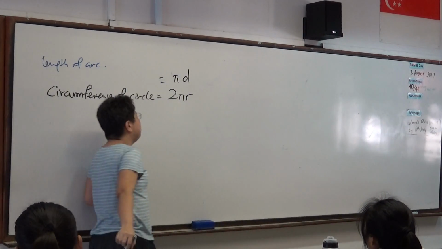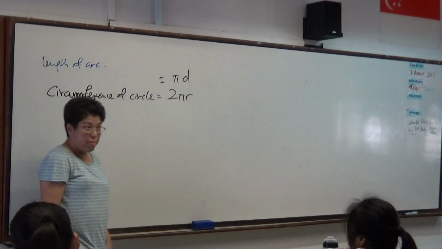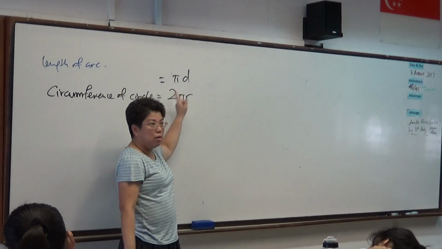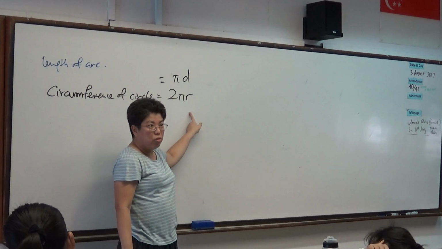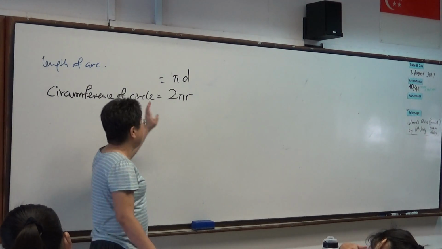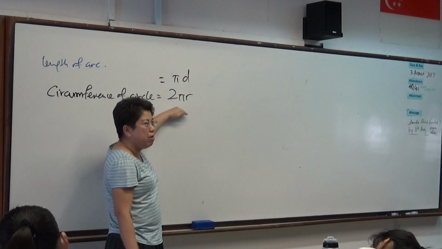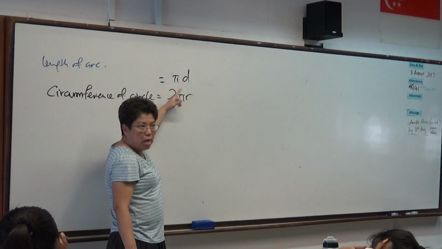Now, some people will tell me pi d, some people tell me 2 pi r. They are the same, huh? Yeah. Why? Because d is what? 2r. Alright. Do you agree that d is 2r? Okay. So usually for us, we use 2 pi r instead of pi d. Do you understand? We use 2 pi r.